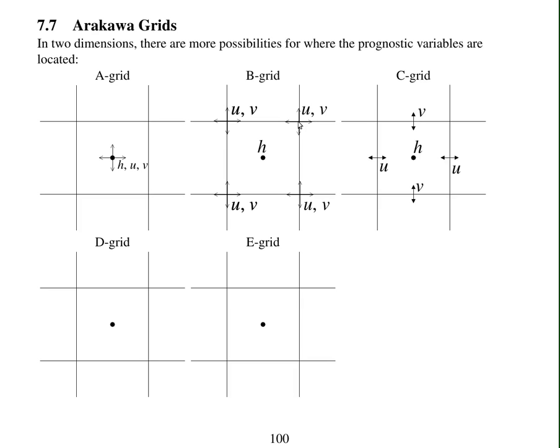A C grid has got h in the centre of a grid box, and the x direction velocity u is stored staggered in the x direction, and the y component of the velocity v is staggered in the y direction. The D grid is the other way round. It's got the u component of the velocity staggered in the y direction and the v component staggered in the x direction. And finally the E grid, well really the E grid with u and v stored at the same location, staggered from h, it's just a version of the B grid but rotated by 45 degrees. So it's not really very distinct from the B grid.